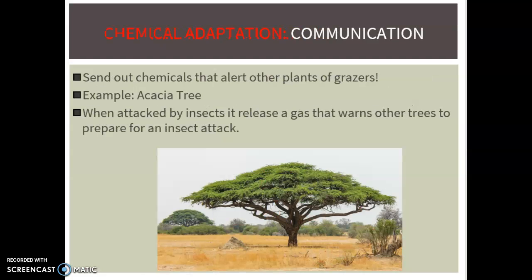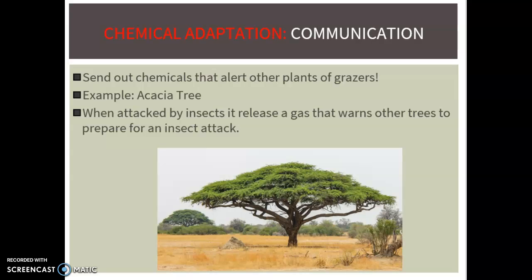And then lastly, communication. Now, communication is pretty cool. Communication is not done through talking. It's actually done by sending out chemicals that alert other plants of what's going on. So here's a great example of chemical communication happening with the acacia tree. So you're living in the African Sahara, basically the grasslands of Africa, and these insects are coming to eat the leaves. So one tree might get the insects landing on it and eating it.